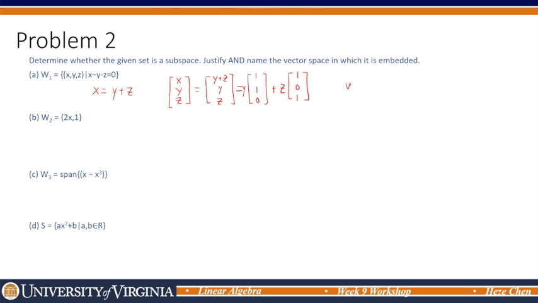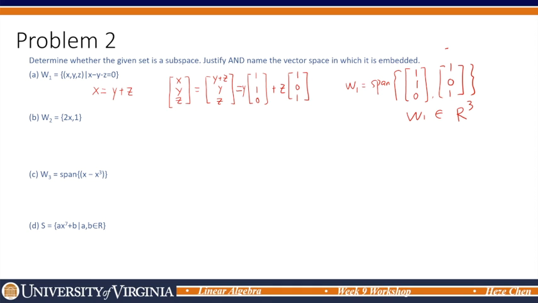So now W can be expressed as the span of two vectors. The first one is (1, 1, 0), and the second one is (1, 0, 1). Since it is a span, it's a subspace by the definition of the span. The subspace W1 is embedded in R3.